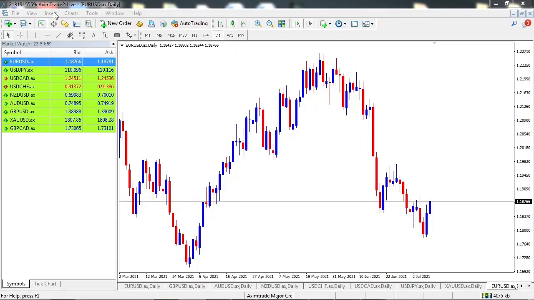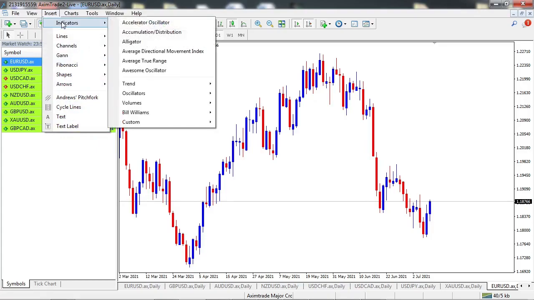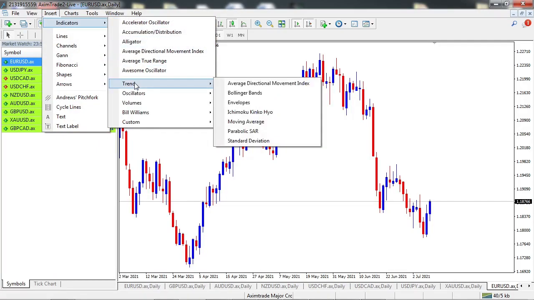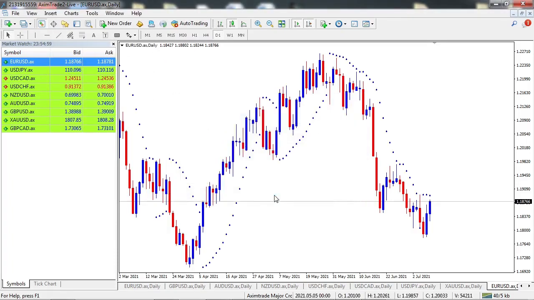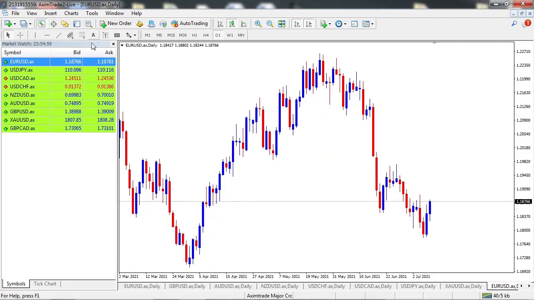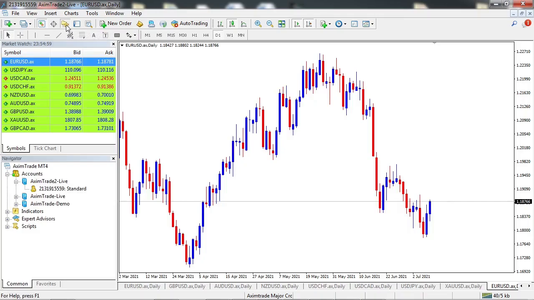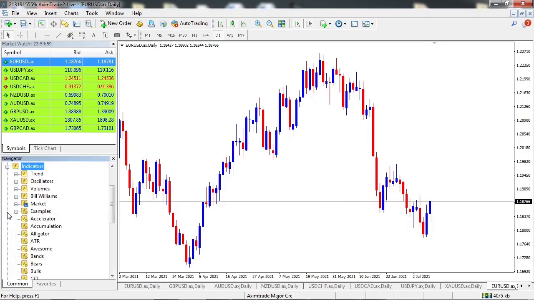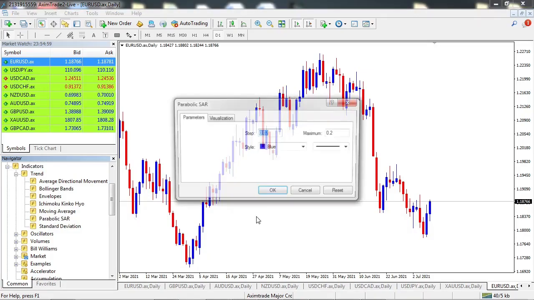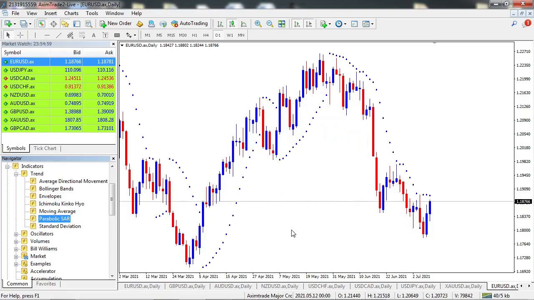The first method is to go to Insert, then Indicators. Under the Trend, select the Parabolic SAR. The second method will be the easiest one, as you click and drop it from the Navigator panel. To do that, simply go to the Navigator panel, Indicators. Under the Trend, click the Parabolic SAR, drag and drop it on the chart. It's done. Now, let's look at how to use the Parabolic SAR in trading.